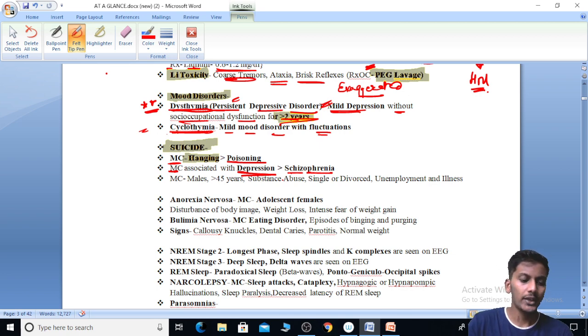Yaad rakh lena. Okay. So there can be other disorders like personality disorder, like borderline personality or antisocial personality disorder. Okay, in that also you can see suicides. Also in cases of substance abuse.